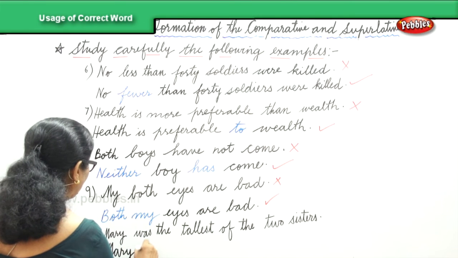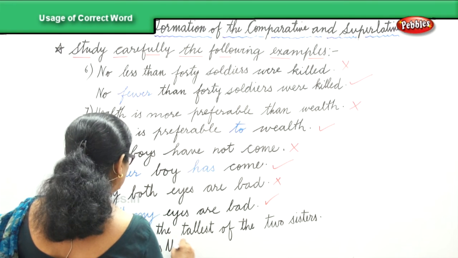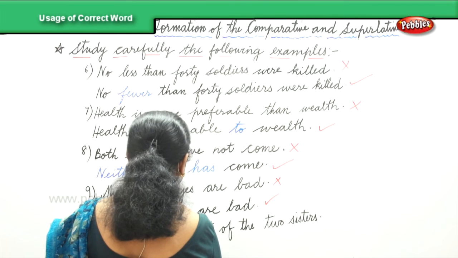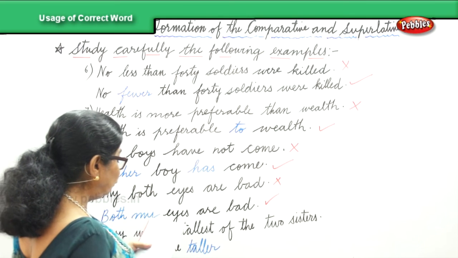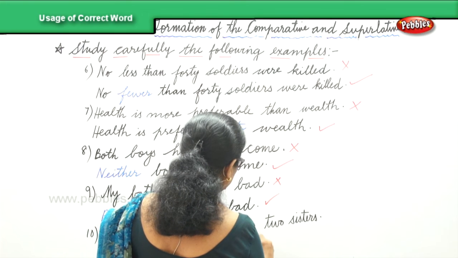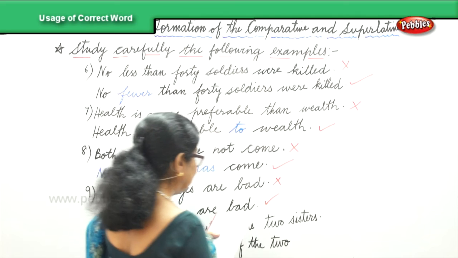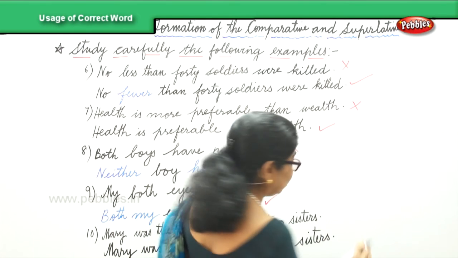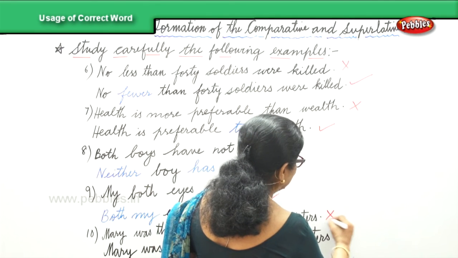Mary was the taller, not tallest. Mary was the taller of the two sisters. The right way is taller of the two. Taller of the two sisters. So, certainly the first was wrong and this is definitely a wrong sentence.